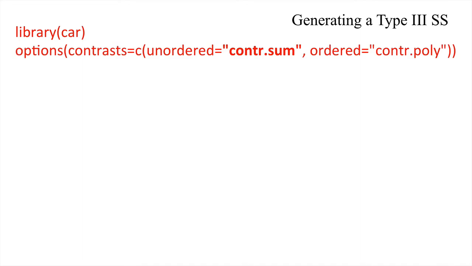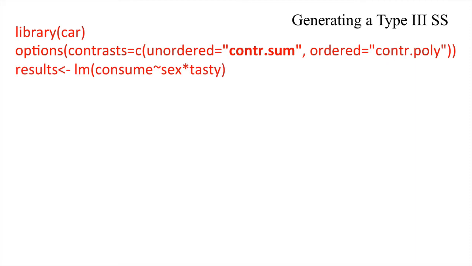Well, here's how we could do it. We could load the library car, which has a type 3 sum of squares option. But here's the important thing. When fitting models using this particular option within car, we need to reset the contrasts. The typical contrasts are treatment contrasts, but here we need to set them to sum contrasts for rather technical reasons, and later on we might get into contrasts.